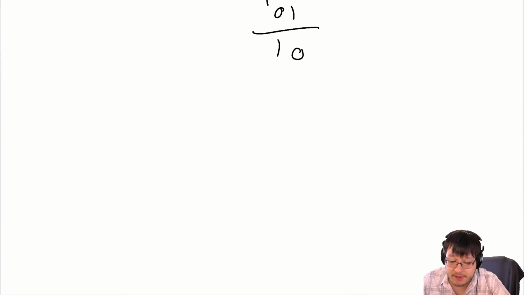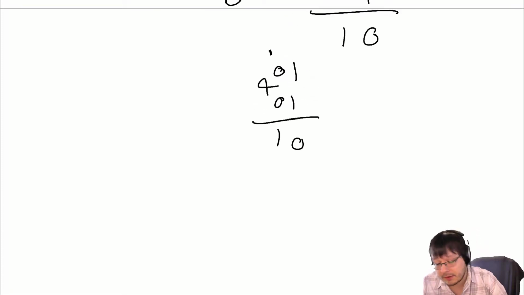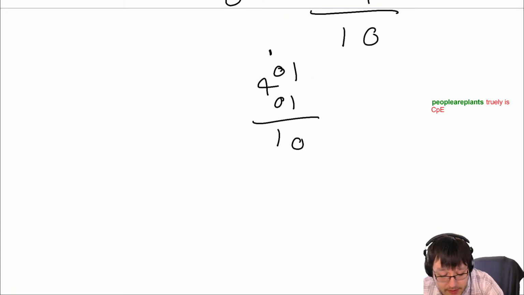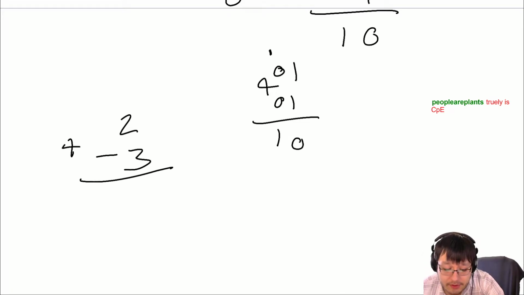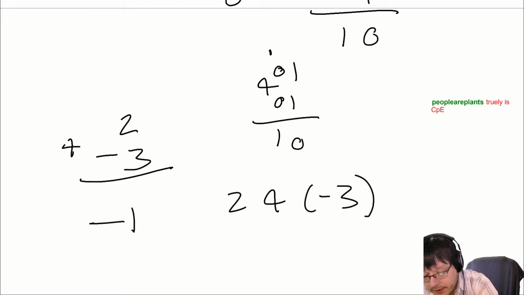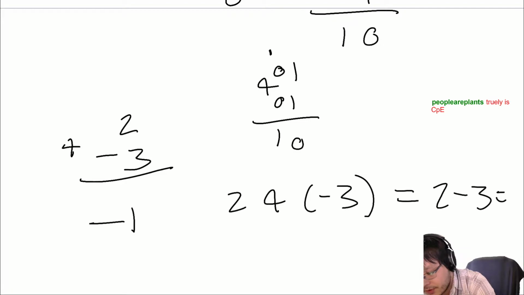Because here's the thing, in regular math, if we have something like 2 and then we do plus -3, then this should give you -1, right? Because 2 plus -3 is the same thing as 2 minus 3, which is equal to -1.